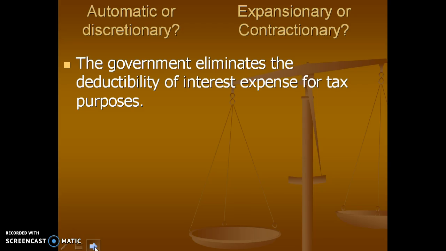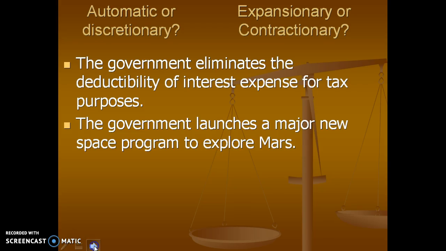The government eliminates the deductibility of interest expense for tax purposes. This is a tricky one because there's a lot of words in there that you might not be familiar with. The government eliminates, sounds like they voted, they decided something. That's a pretty good tip that it's discretionary. They eliminated the deductibility of interest expense for tax purposes. They're taking away a tax deduction, which basically means they're raising people's taxes. So that would be contractionary.